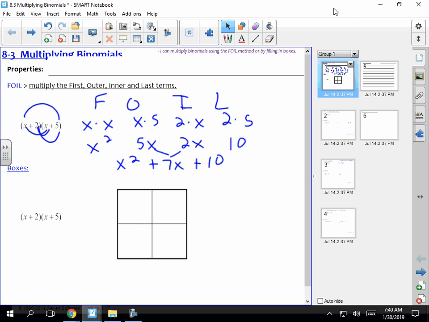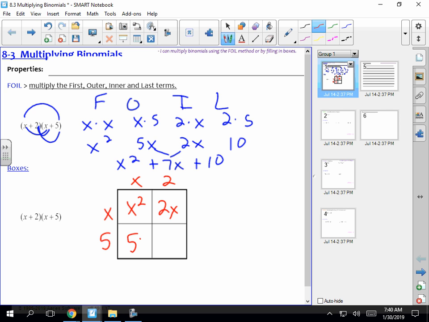Another method that a lot of students like is to use what's called the box. And the box connects to FOIL. If you think of this as the first term, there's the outer, inner, and last. You'll have those same terms in the box there. So label the sides, x plus 2, x plus 5. And then x times x is x squared, x times 2 is 2x, x times 5 is 5x, and 10.